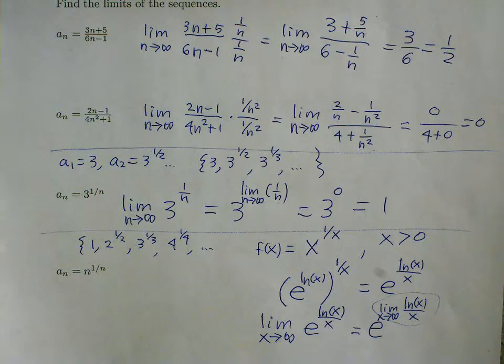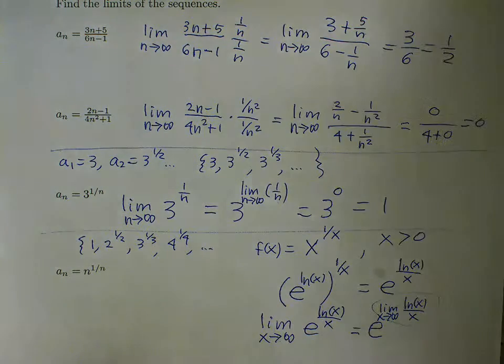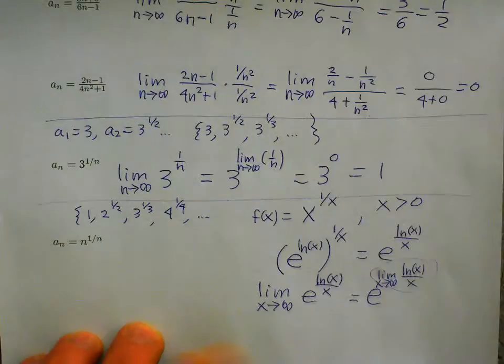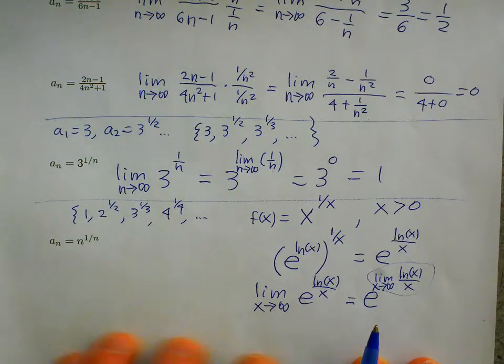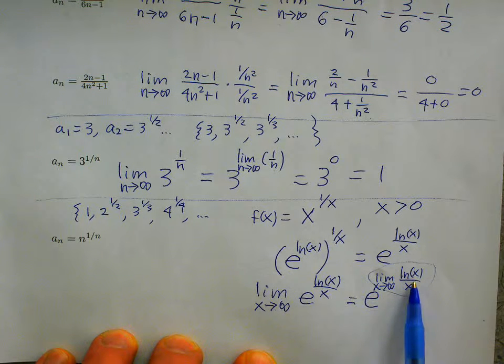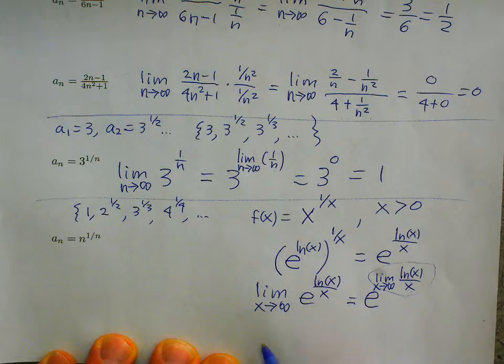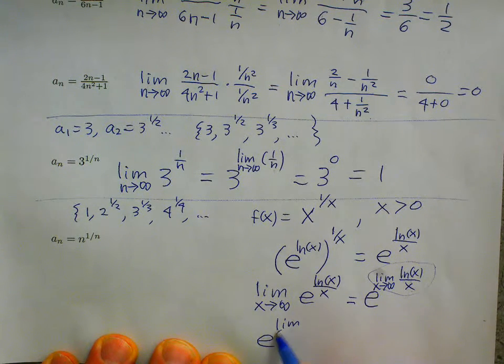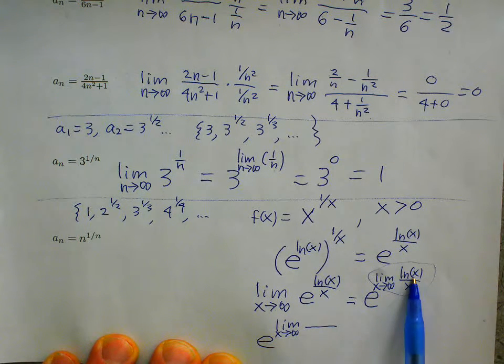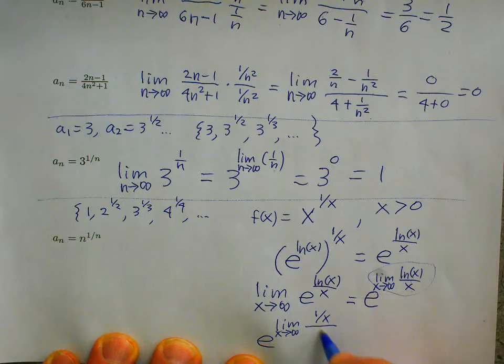So let's see. I might have enough space here. When applying L'Hopital's rule, we take the derivative of the numerator and the derivative of the denominator. So this is going to be e to the limit as x approaches infinity. The derivative of the natural log of x is 1 over x, and the derivative of x is 1.